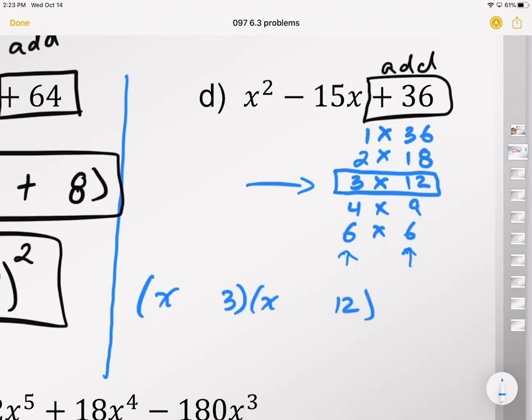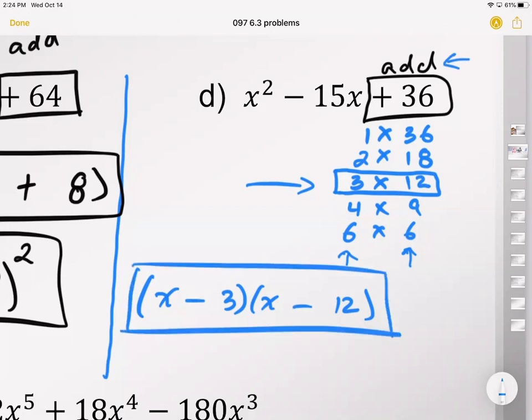Or x12 and x3, doesn't matter which one, but remember what their sign is, because we think in terms of addition, they have to have the same sign, and in this case, they are both negative, which in this item here, we have x minus 3 and x minus 12.